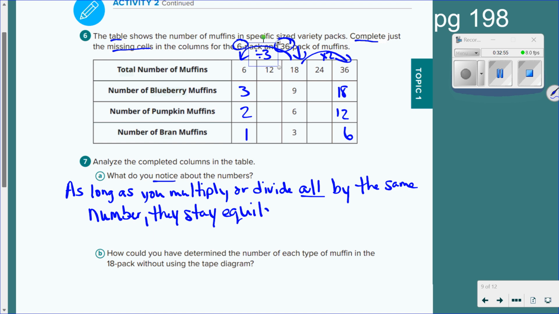So two parts to that. One, it has to be multiplication or division. We can't be adding and subtracting. Second is, it has to be everything by the same number. So it doesn't matter which I do, a multiply or divide, as long as I do the same thing to everything. Does that make sense for everybody?